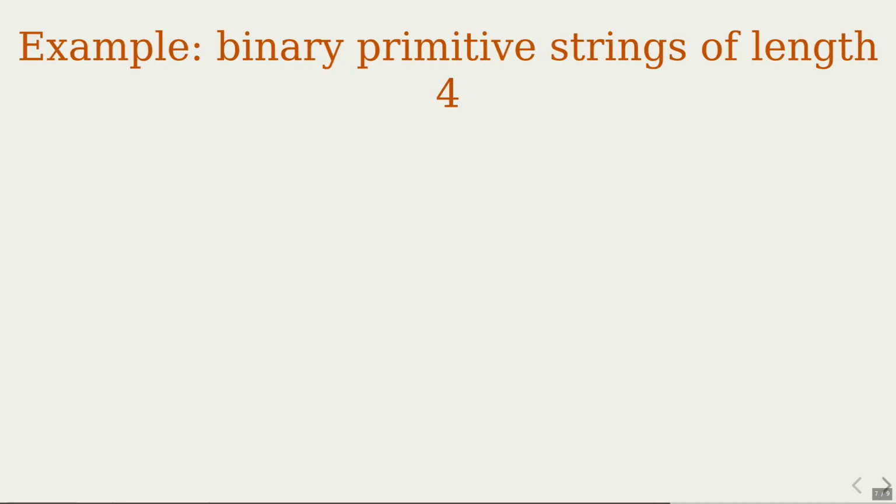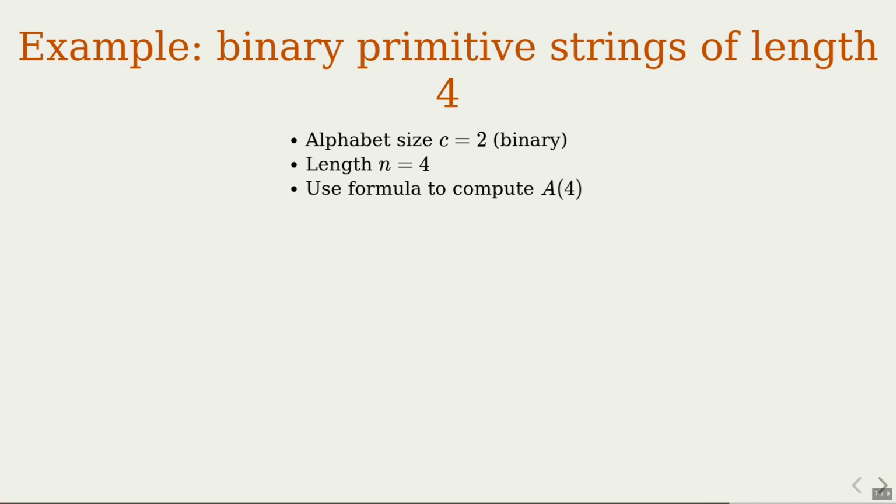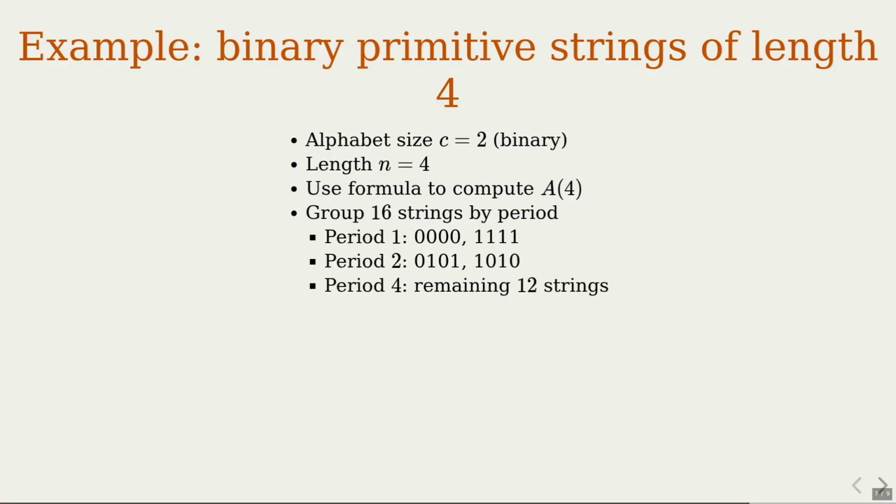Let us see the formula in action for a small concrete case. We work with an alphabet that has just two symbols, 0 and 1. Our strings will have 4 positions, so there are 2 to the 4th power, that is 16 total binary strings. We apply the Möbius formula for A of n, summing over the divisors of 4, which are 1, 2, and 4. Then we double check by grouping all 16 strings according to whether their period is 1, 2, or 4.